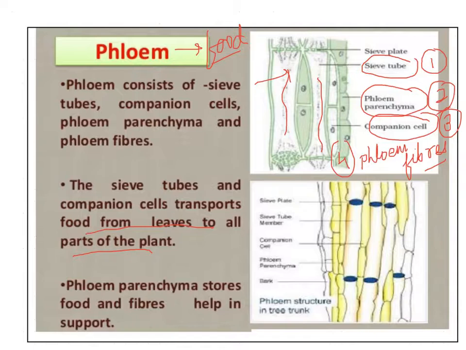So which 2 components form the conducting system of the phloem? Sieve tube and companion cells. Again, phloem parenchyma stores food, and fibers give support.